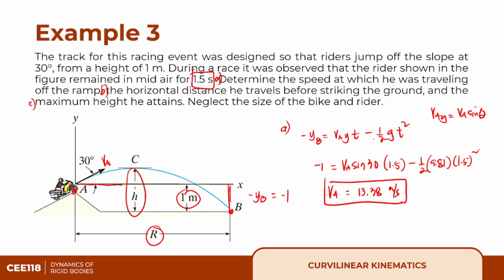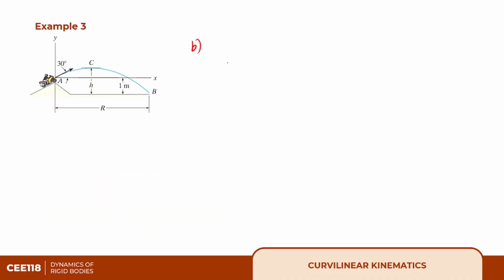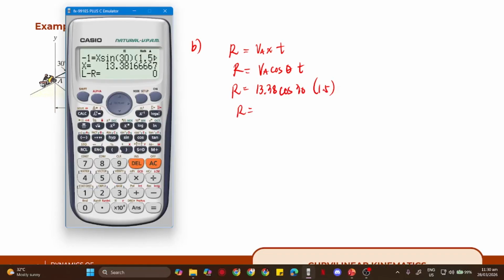Okay. Now, let's proceed to letter B. The horizontal distance. Since we have now the value of VA, for horizontal distance R, again, that is under constant velocity lang. So that is VA along X times T. In that case, we have here VA cosine theta times T. That is your R. R therefore is equivalent to, ang nakuha natin, 13.38 cosine ng 30 times 1.5. And that is equal to 17.38.